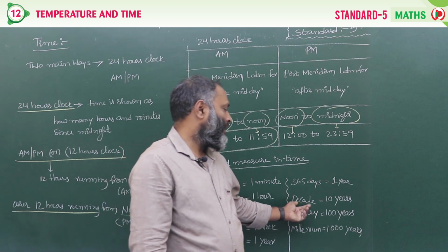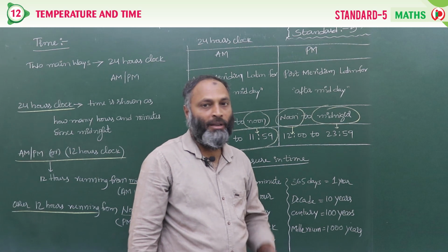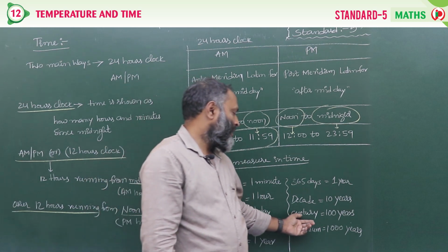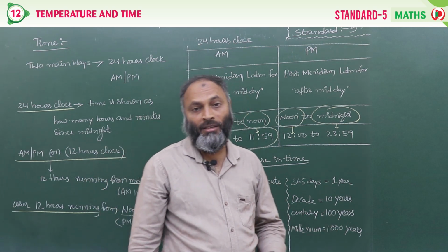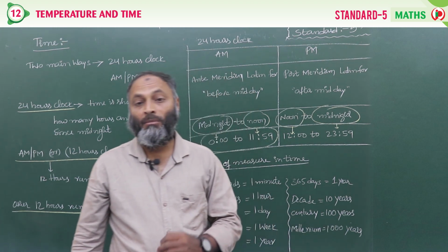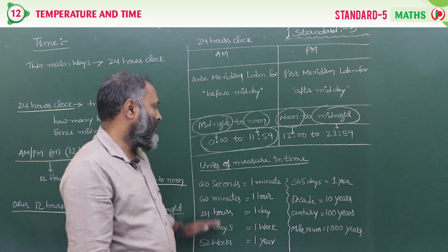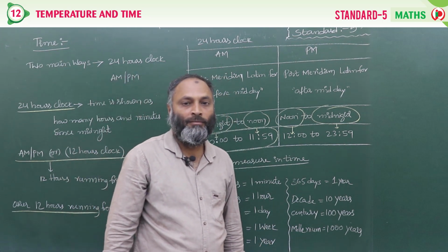Now decade. What is a decade? Decade means 10 years. A 10 year period is a decade. Then century: 100 years is a century. Then millennium: 1000 years is a millennium. So this is all about the measure of time. Okay.